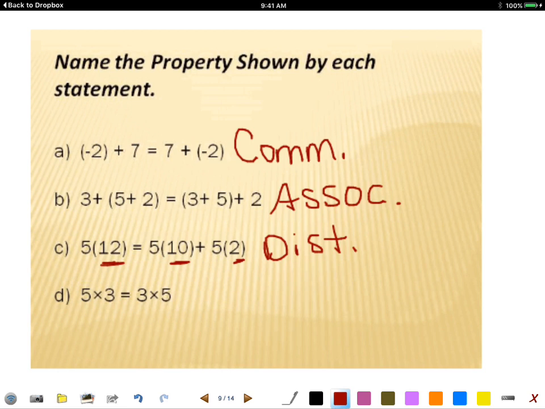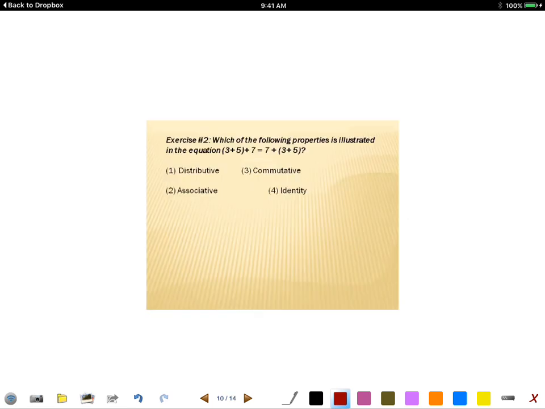You may know 5 times 12, but if you didn't, you should know 5 times 10 real quick and 5 times 2 real quick, and then you could add those in your head together. So it's easier if you break a number like 12 up into 10 and 2. Just makes the mental math easier. Okay, and then letter D. Hannah? The commutative property. Good.